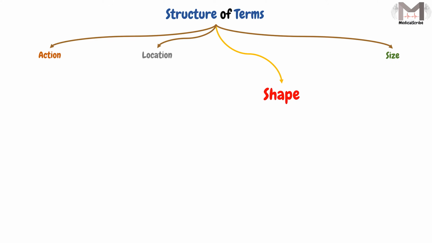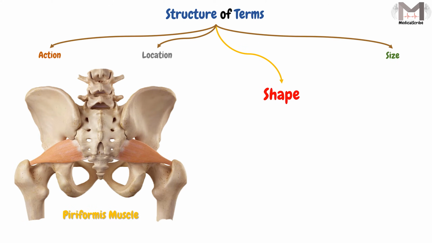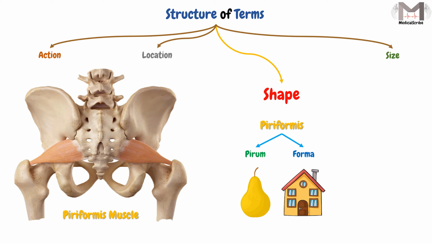We have a muscle called the piriformis muscle, which is located in the pelvic region. If we separate or disintegrate this piriformis muscle term, we will find that it is composed of two Latin words, which are pyrum and forma. Pyrum means pear, and forma means form or shape. So we can conclude that piriformis muscle means pear-shaped muscle.